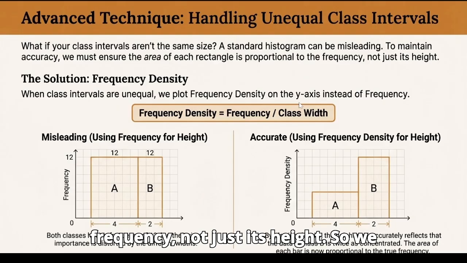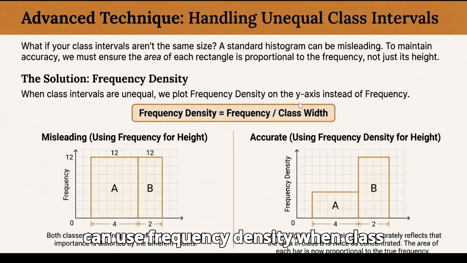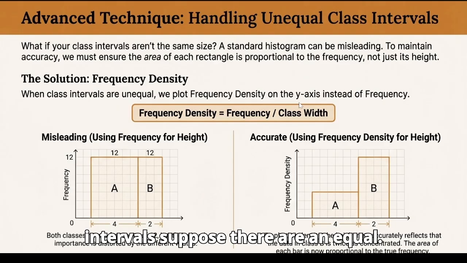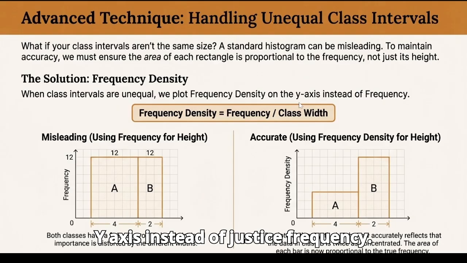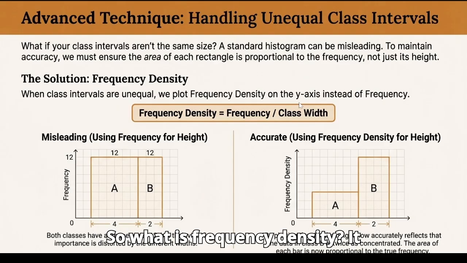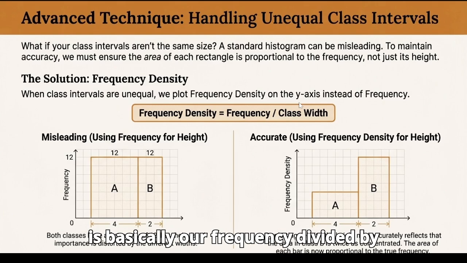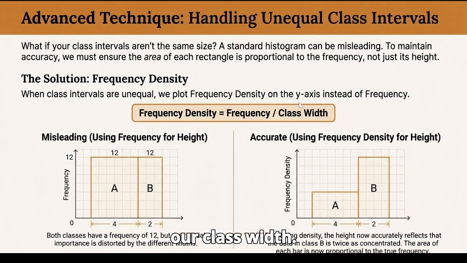So we can use frequency density. When class intervals are unequal, we will plot frequency density on the y-axis instead of just frequency. So what is frequency density? It is basically our frequency divided by our class width.